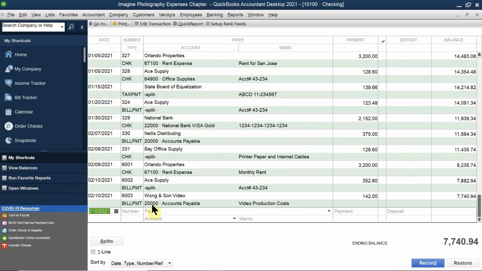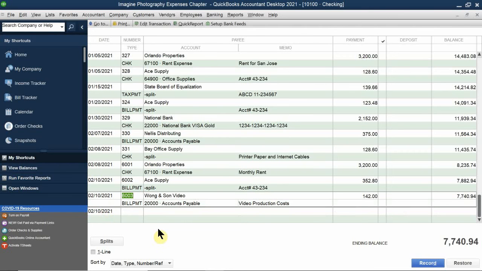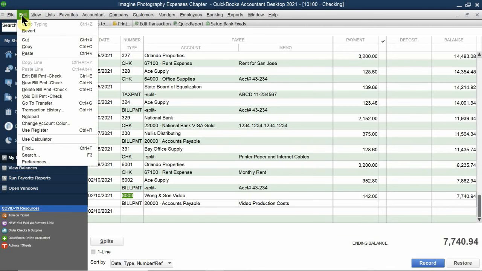So what if Wong and Son said I never received my check? How do I void it? Well, there are a couple ways that you could do it, right? You could go to the Edit menu at the top, and you can choose to void the check, okay? Or void the bill payment, whatever it's called, right? Void the check, okay?